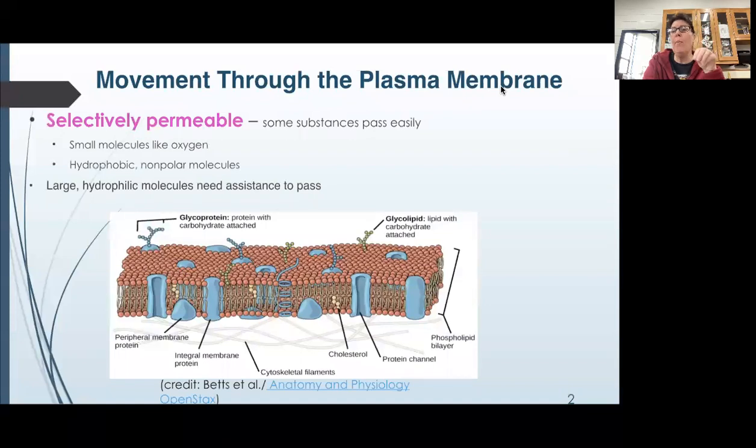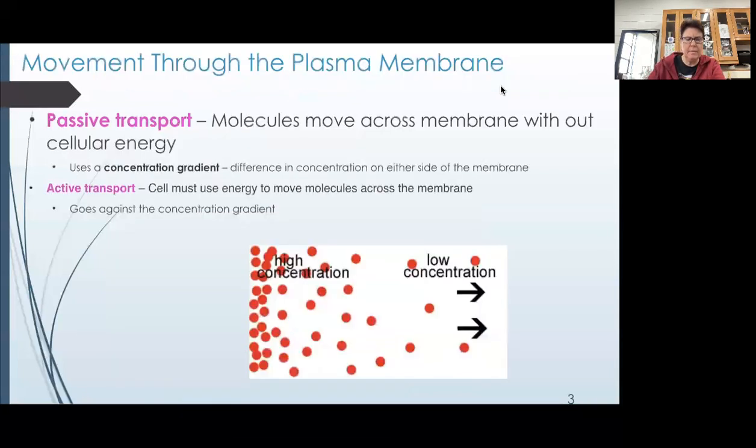If they're hydrophobic, they can pass right through that hydrophobic center. So hydrophobic nonpolar molecules can pass through. Large hydrophilic molecules, though, they're not going to get through. They're going to need some help. And we're going to talk about how we can get those things in and out of the cell.